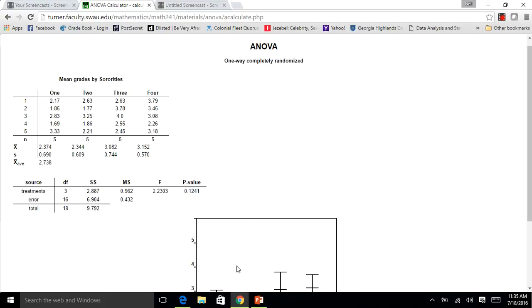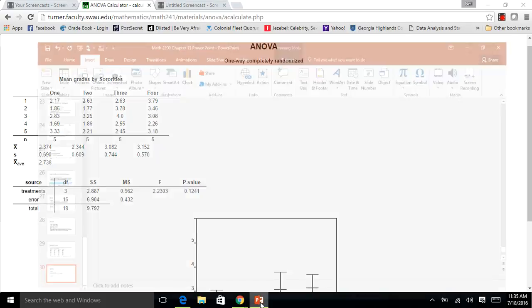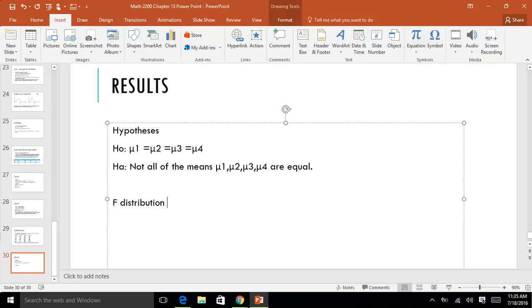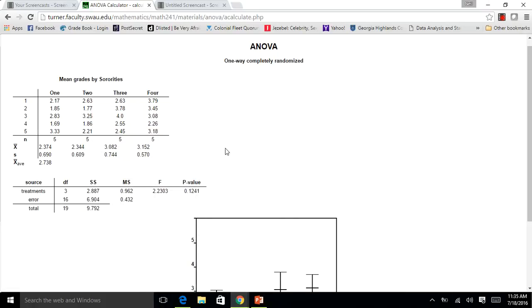Okay, so let me go back. I need to go ahead and do my F distribution. Remember, it's going to be F, which is 3, 16. Where am I getting those numbers again? If I go back to my website, 3 is right here, and then 16 is right there. So that's where that comes from. You don't even have to do anything by hand.